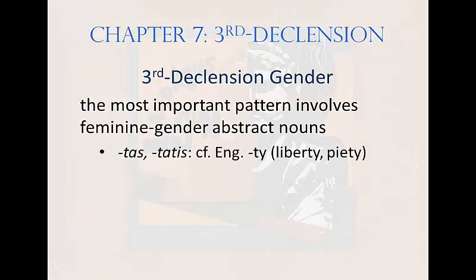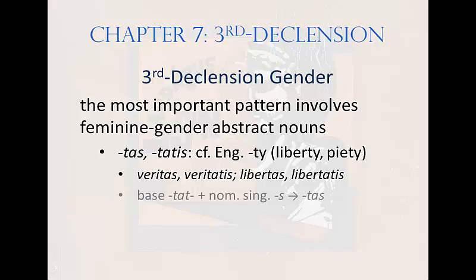The first is a class of noun which ends in its nominative singular tas and its genitive singular tatus. This is comparable to English tea, as in liberty or piety. Here are 2 examples of that type of noun: veritas veritatis, meaning truth, and libertas libertatis, meaning freedom. Notice that the base, which ends tat, when added to the nominative singular third declension ending s, produces tas.